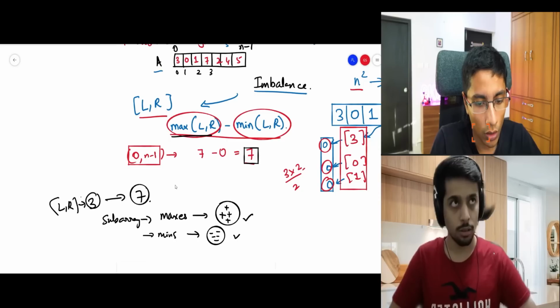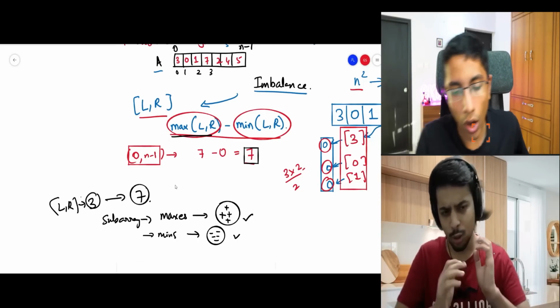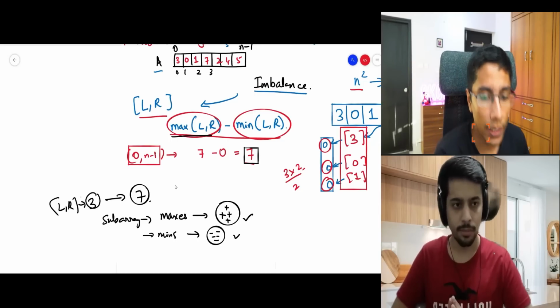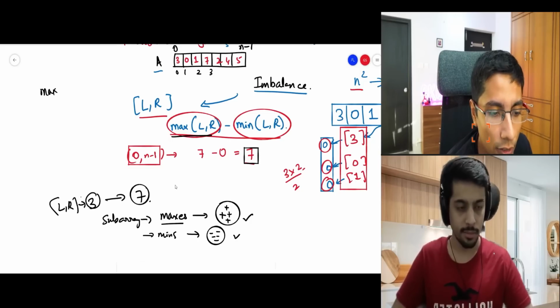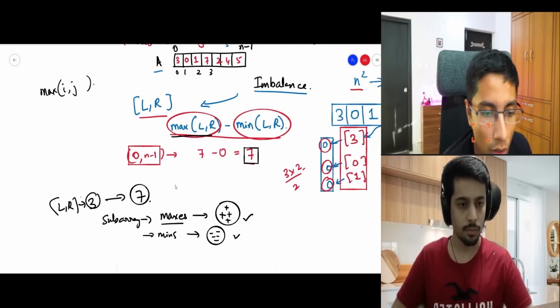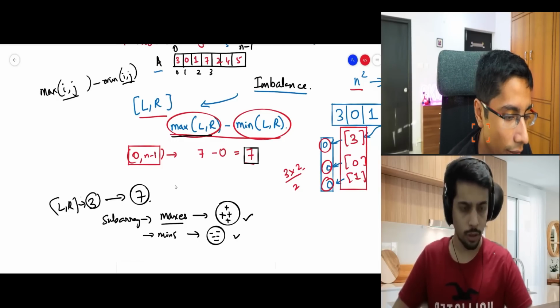Okay. But I think we should prove it. Okay, how do we prove it? Let's take it this way. Let's take the number of max. I mean, which max are we taking? We are taking for any i comma j, all the max, and we are doing minus min of i comma j. These are the indices, left and right indices.